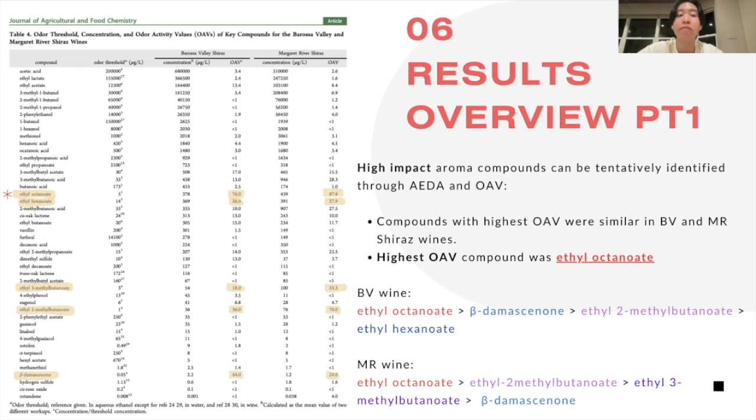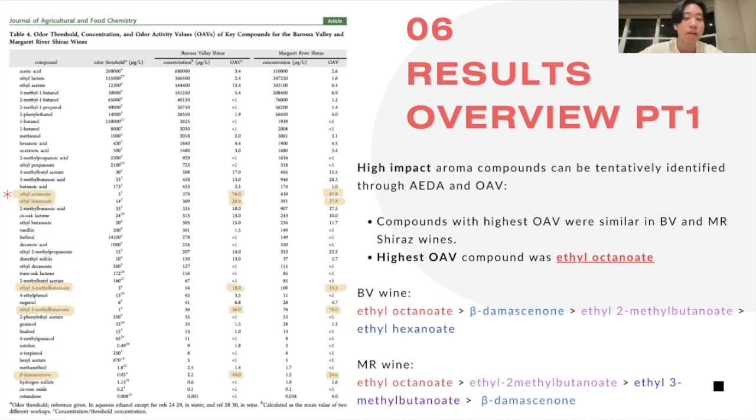So the OAV was calculated by dividing the concentration by the odor threshold, and the high impact aroma compounds can be tentatively identified through this. We can see that the compounds with the highest OAV were similar in both the Barossa Valley and the Margaret River Shiraz wine. The highest OAV compound was ethyl octanoate, with a value of 76 in the Barossa Valley and a value of 87.8 in the Margaret River Shiraz wine.